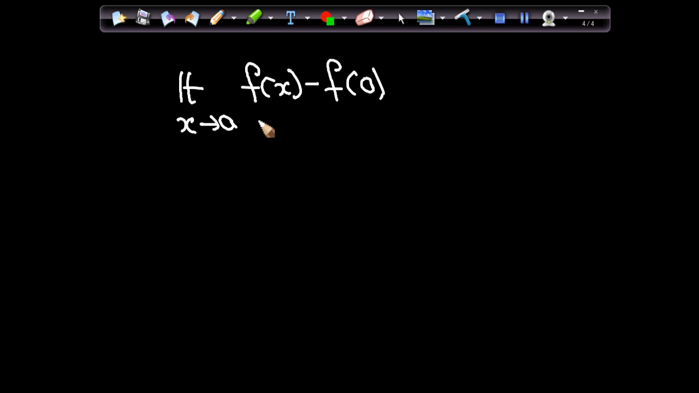Good. As I said, we do have an alternative form for finding the derivative of a function at a specified value. What is the other form to find the derivative of the given function? Limit x tends to a of f of x minus f of a, by x minus a.